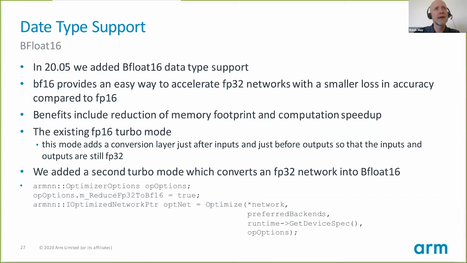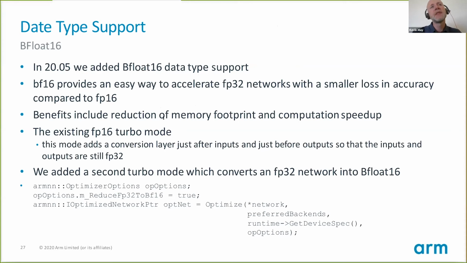Data type support. So the bfloat16, in 2005, we added bfloat16 data type support. And what that is: BF16 provides an easy way to accelerate FP32 networks with a smaller loss in accuracy compared to FP16. So the benefits would include reduction of memory footprint and computation speed up compared to float FP32, but more accurate than FP16.